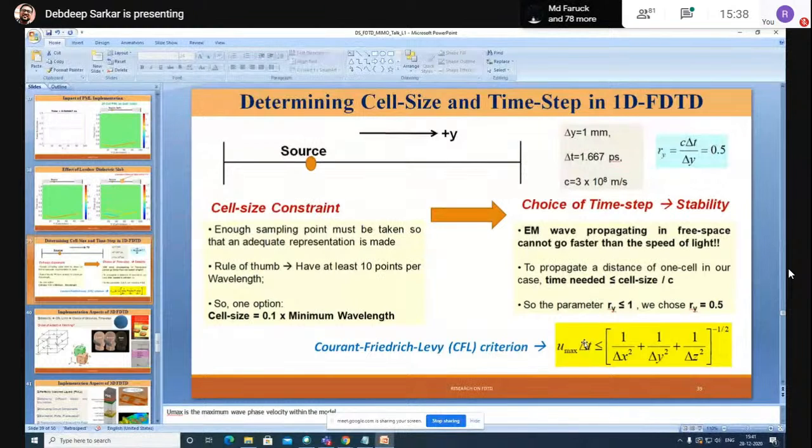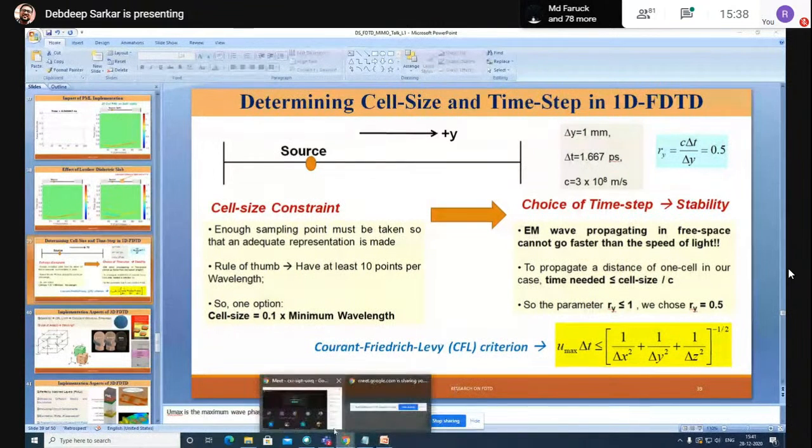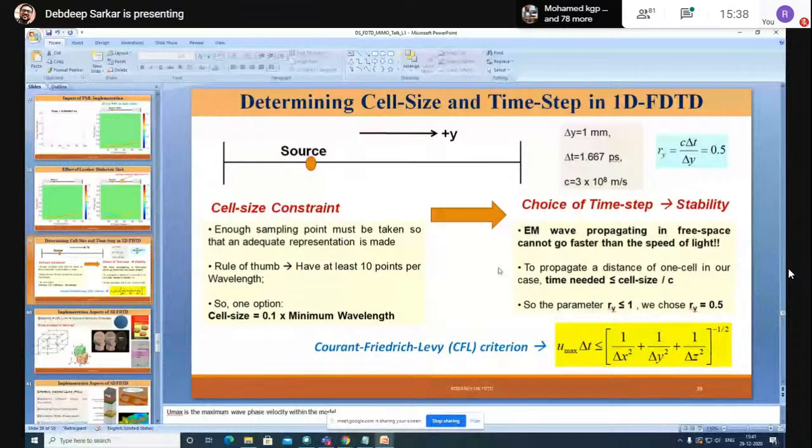Yeah. Okay. Next one is please highlight the difference among PML, master slave, and PEC PMC boundary. Yeah, okay. So very good question, because it is needed in various modeling.